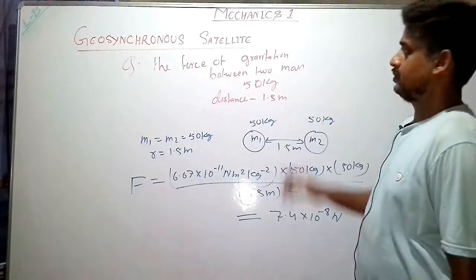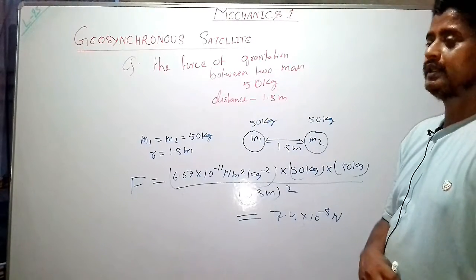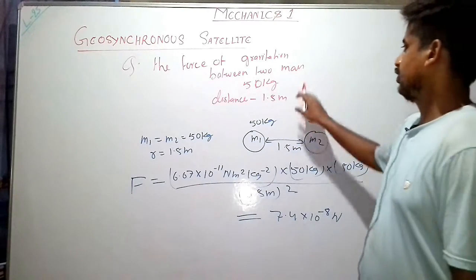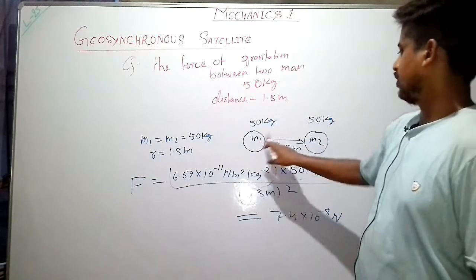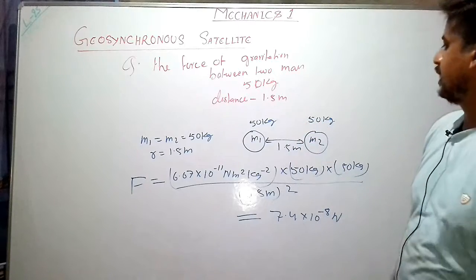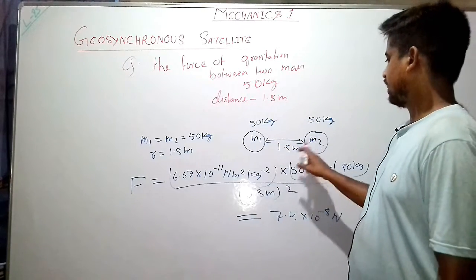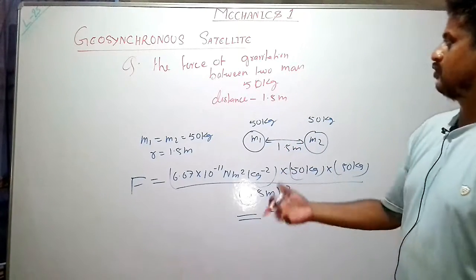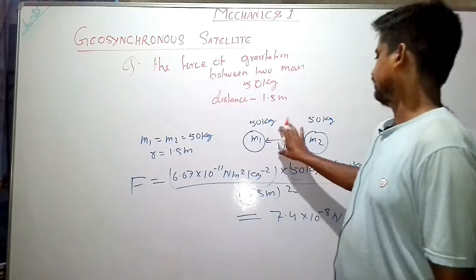This is a problem on how to calculate the force of gravitation between any two masses. There are masses m1 and m2 which have 50 kg each, and the distance between these two masses is 1.5 meter. We have to calculate the gravitational force between the two.